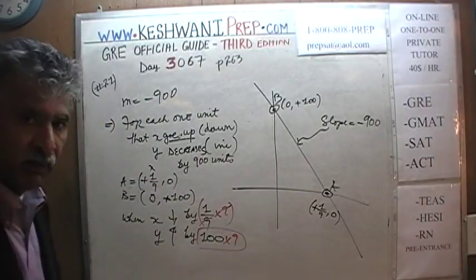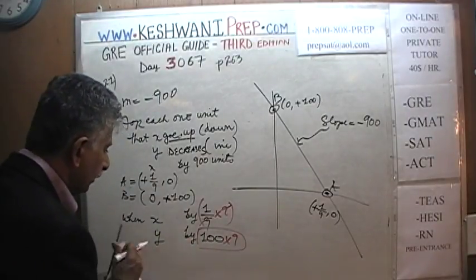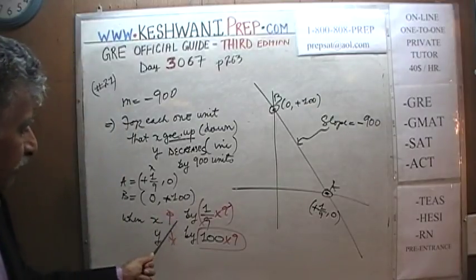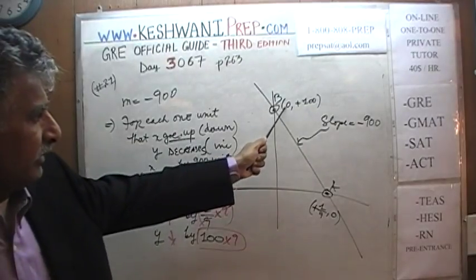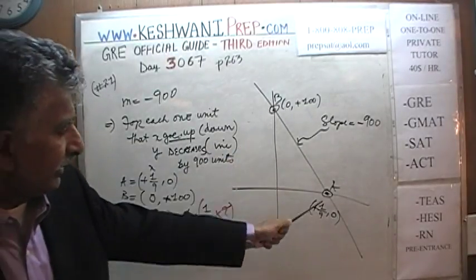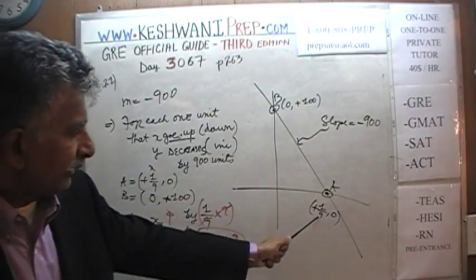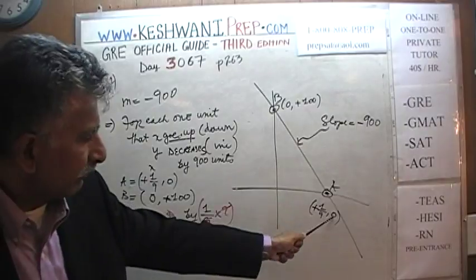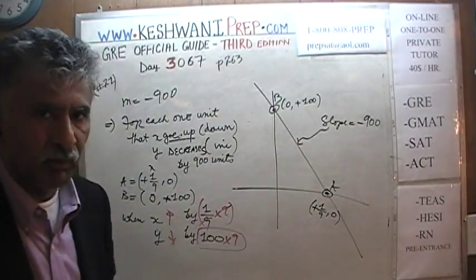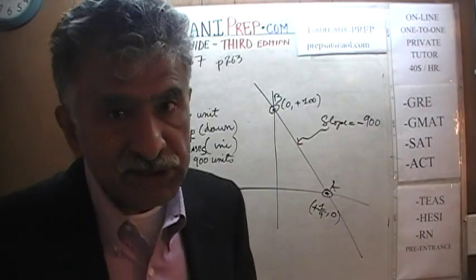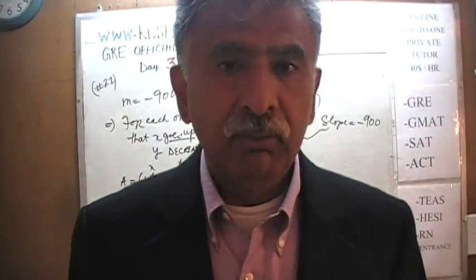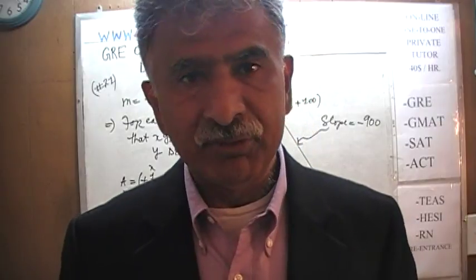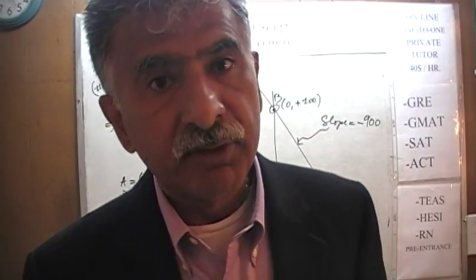And the same exact thing will apply if you were to switch the arrow. If x goes up by 1/9, so now we start from here. From here, x is 0. If you go from B to A, x goes from 0 to 1/9. When x went up by 1/9, the y went down by 100. It went down from 100 to 0. And therefore, for each 1 unit change in x, we'll see a change of 900 units in the value of y in the opposite direction. They move in the opposite direction because it's a negatively sloped line.